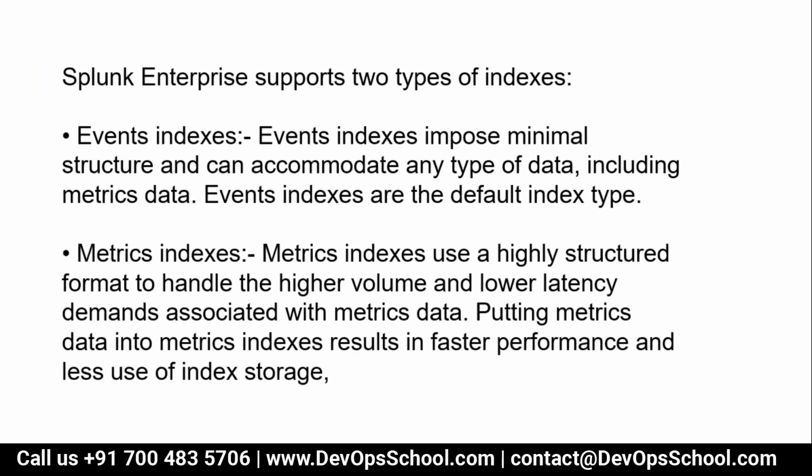There are two types of index which you can create: event index and metrics index. So what is an event index? An event index imposes minimal structure and can accommodate any type of data, including metrics data. Event indexes are the default index type. That means if you are directly creating an index, this is the one you will create. But if you want to create a metrics index, you have to create it with special selections.